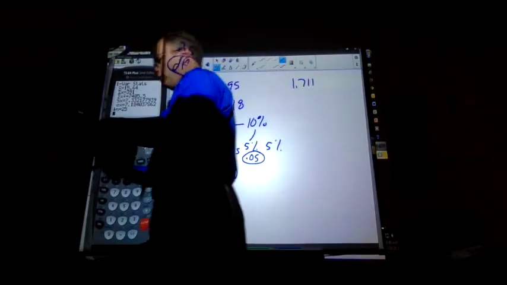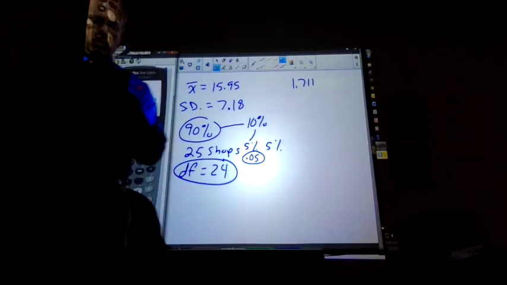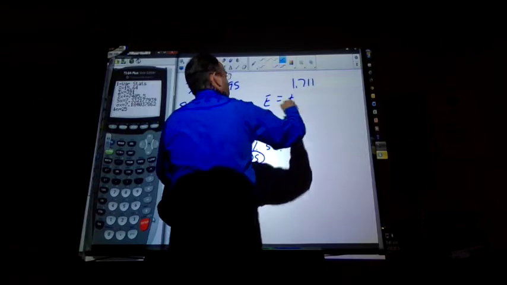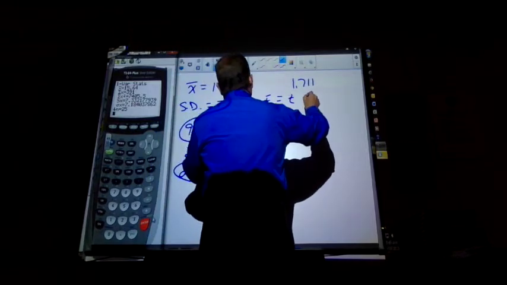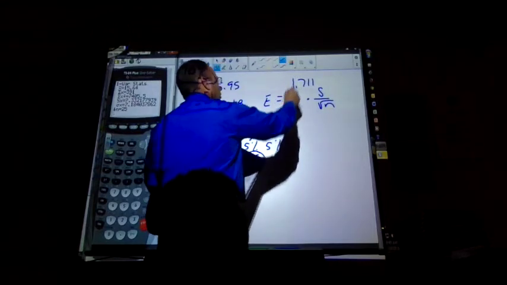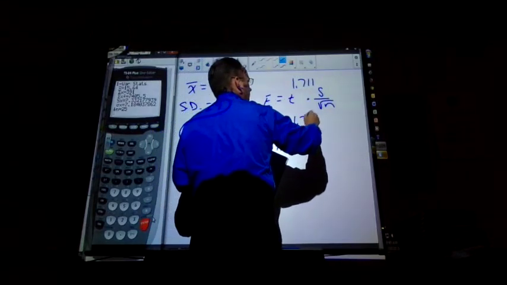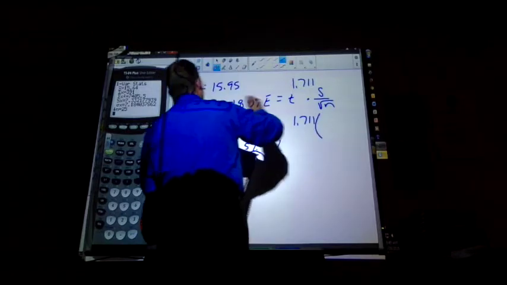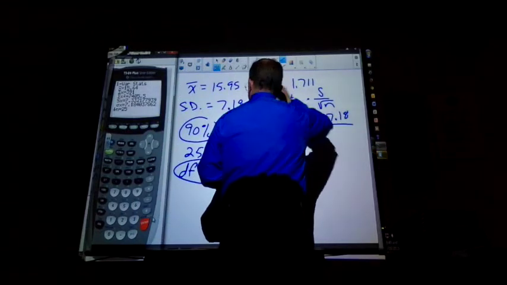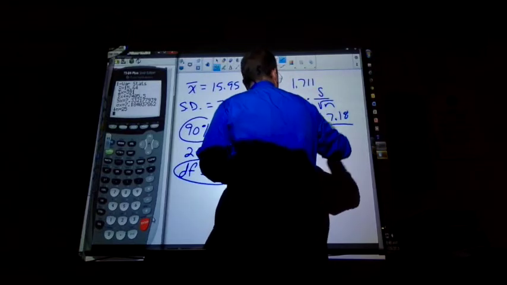Okay? Remember, I'm using this equation. So I'm going to use E is equal to T times standard deviation over the square root of the sample size. So I'm going to plug 1.711 in there. I got that from my table. My standard deviation is 7.18. My sample size is going to be 25 shops.